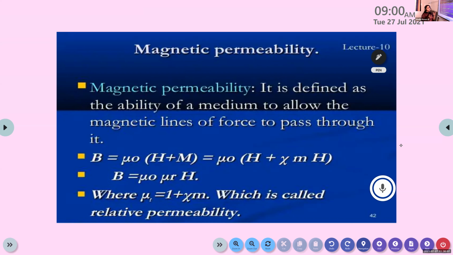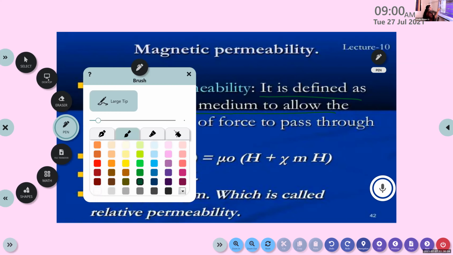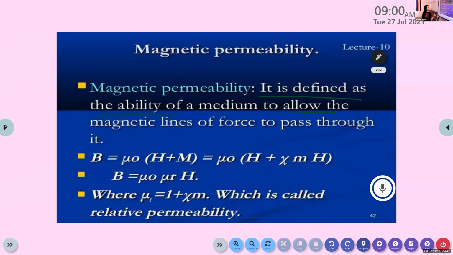Just similar to that, in magnetism we have permeability. What do you mean by permeability? It is defined as the ability of a medium to allow the magnetic lines of force to pass through it. Instead of magnetic lines of force, you can write magnetic field lines. Both are the same, but in our textbook we are used to practicing it as magnetic field lines.